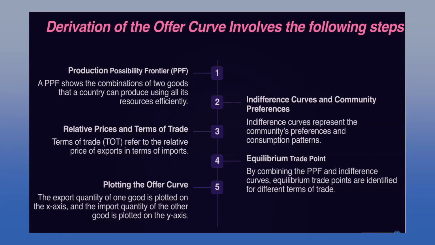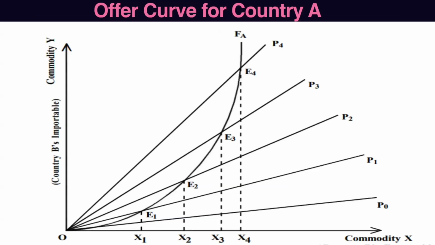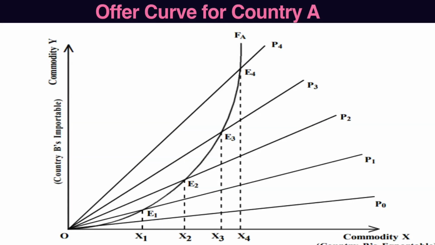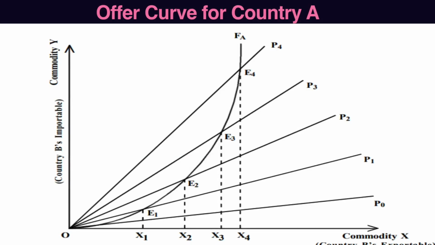Now we come to the plotting of the offer curve. The export quantity of one good is plotted on the x-axis and the import quantity of the good is plotted on the y-axis. We connect the equilibrium trade points for different terms of trade, which yields the offer curve. In the diagram, figure 5.1, the offer curve for country A is given.